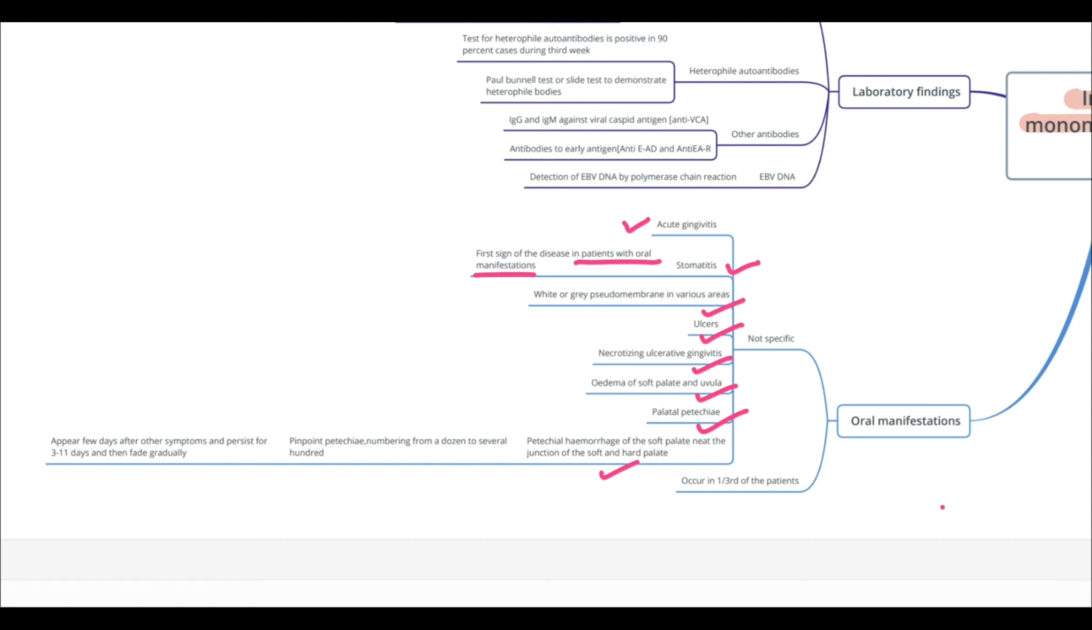So these petechial hemorrhages are pinpoint petechiae, numbering from a dozen to several hundreds, and they appear a few days after the other symptoms and persist for 3 to 11 days and then fade gradually. So this is important to note. They will appear a few days after the other symptoms have happened, but they will go away after 3 to 11 days. Alright. So we saw gingivitis, stomatitis, pseudomembranes, ulcers, necrotizing ulcerative gingivitis, edema, petechiae, and the petechial hemorrhage of the soft palate and the junction of the soft and the hard palate.